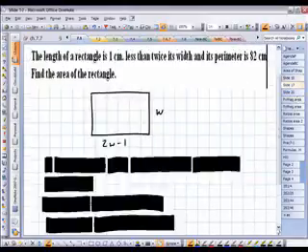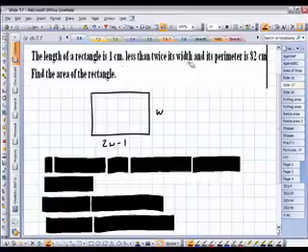Okay, over here we have the length of a rectangle is 1 centimeter less than twice its width. So here's the width, w. The length is 1 less than twice the width, so 2w minus 1. The perimeter is 82. If the perimeter is 82, now I know that this is also going to be w, and this will be 2w minus 1 as well.